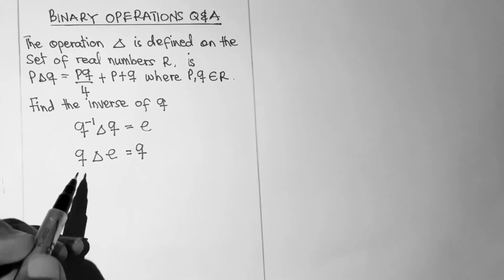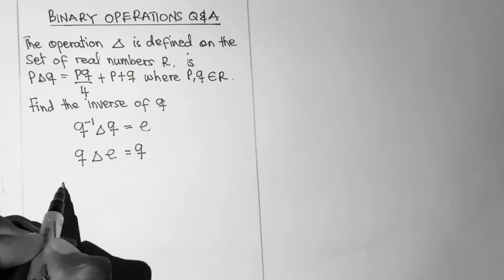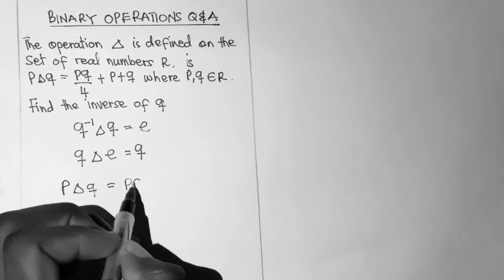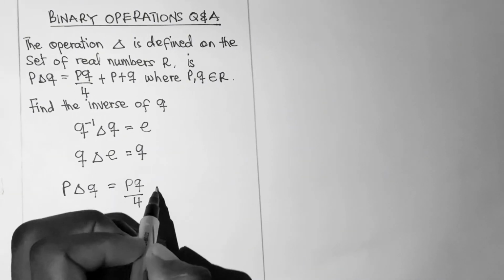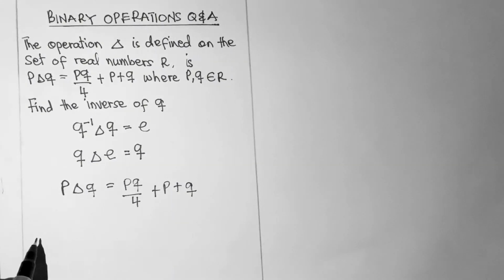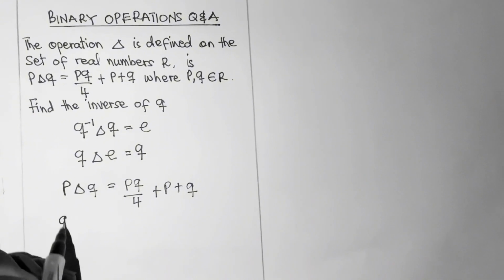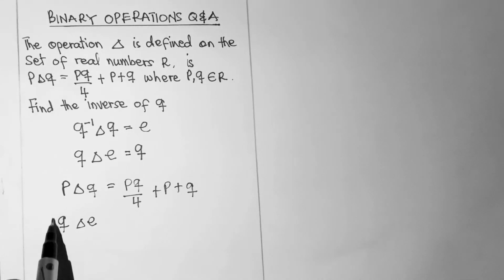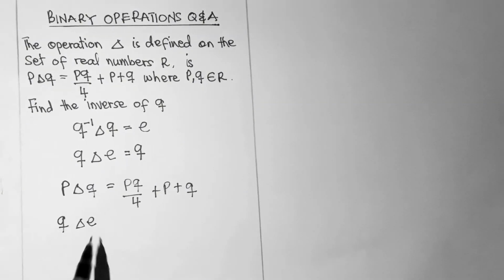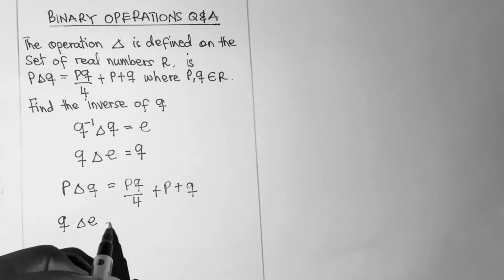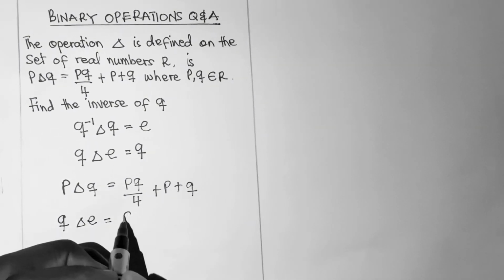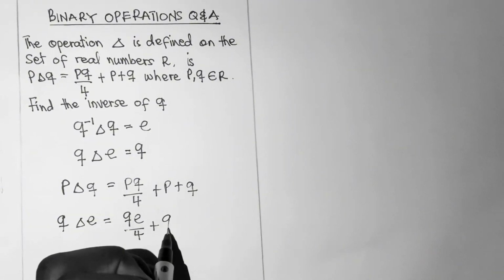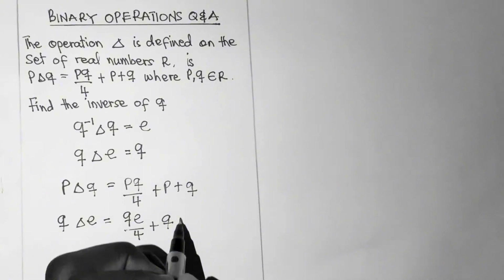So let's first start with Q operation the identity element. But remember that the operation is defined as P operation Q equals PQ over 4 plus P plus Q. So what this means is that in Q operation the identity element, wherever we see P, we replace it with Q, and wherever we see Q, we replace it with E. So PQ becomes QE over 4, then plus P is Q, and then plus Q, and Q is E, so plus E.